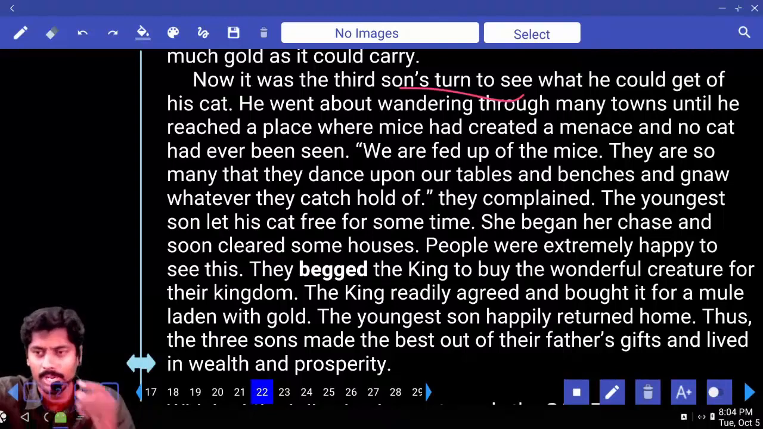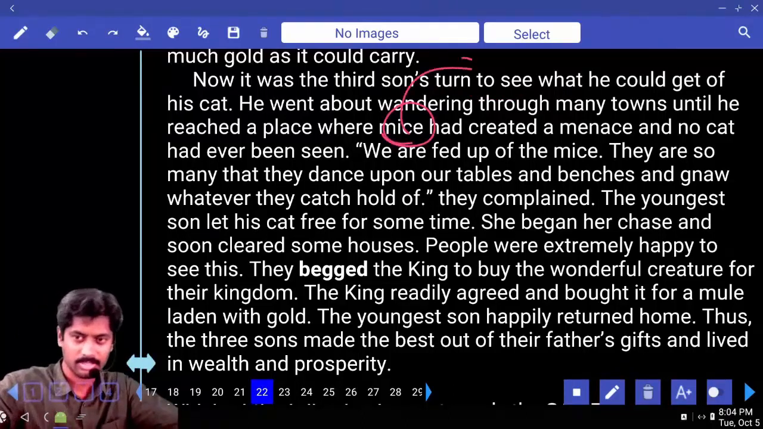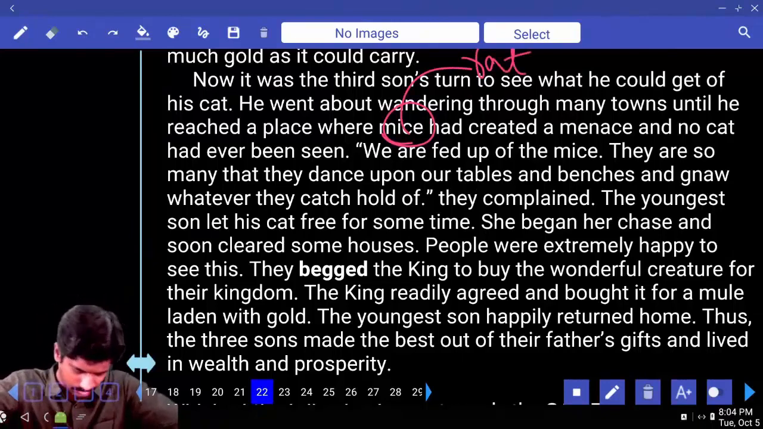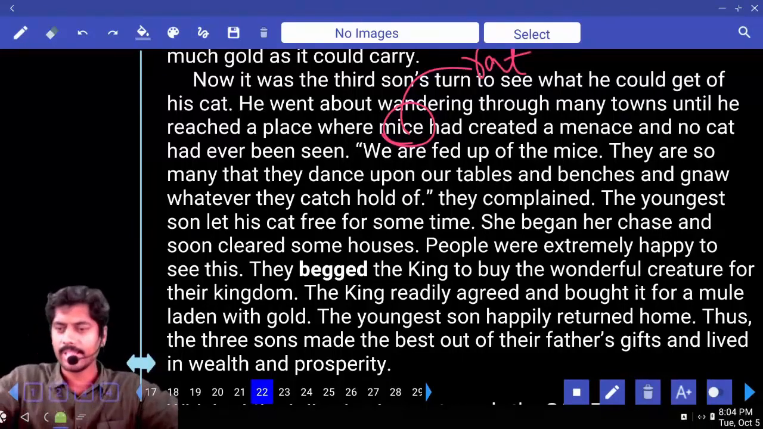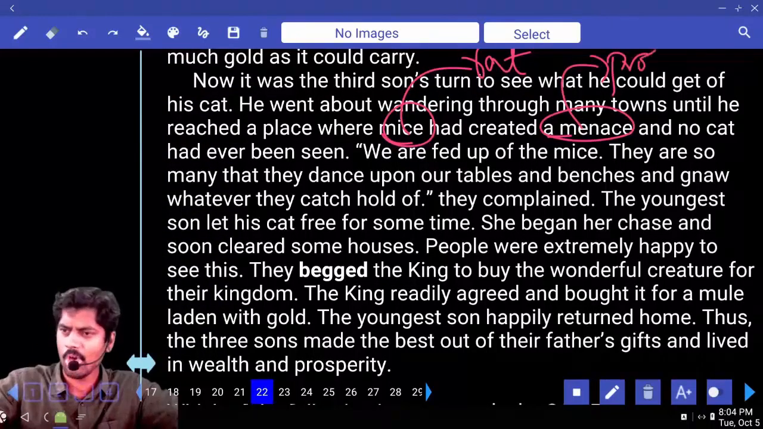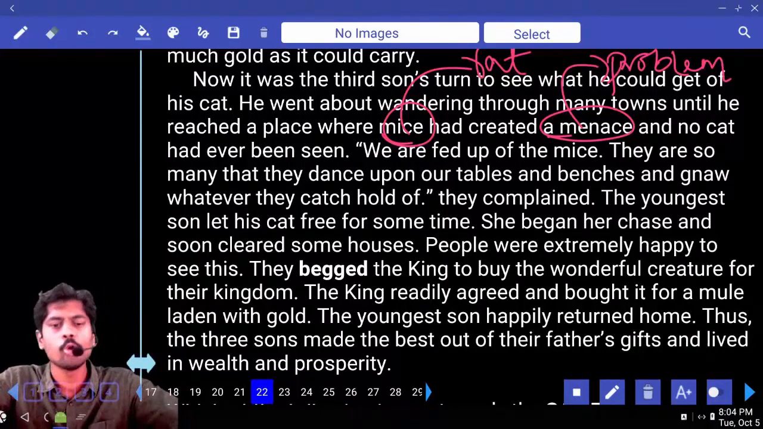He went about wandering through many towns until he reached a place where mice had created a menace. Mice means rat. Mouse singular, mice is plural. They created menace. Menace means issue, problem, chaos, Gandharagolam. So the mice had created a menace and no cat had ever been seen. Only rats were there. There was not a single cat in that area.